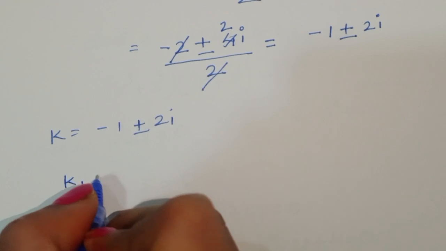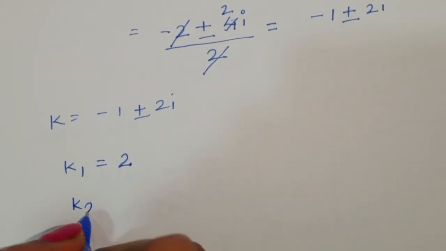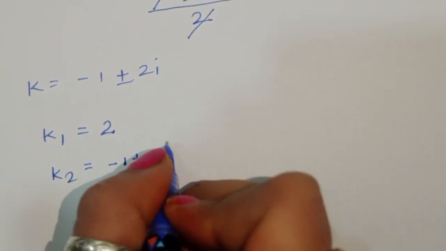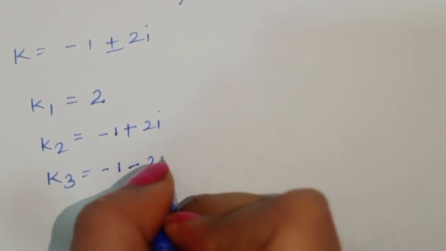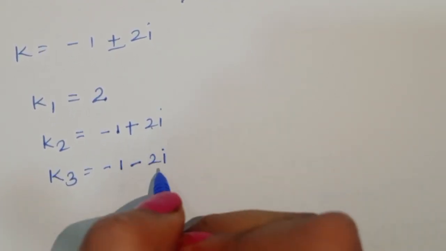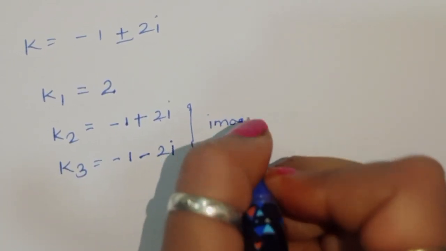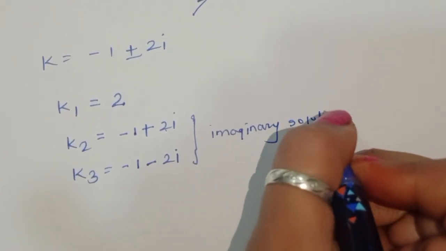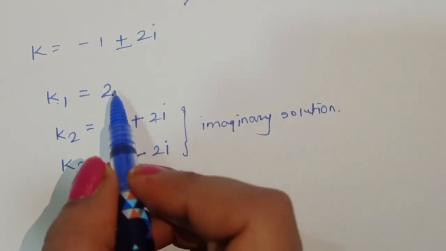Now k1 is equal to 2, which we already got. k2 is equal to minus 1 plus 2i, and k3 is equal to minus 1 minus 2i. These are imaginary solutions. So we have only one real solution, that is k1 is equal to 2.